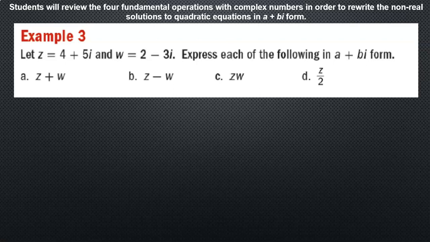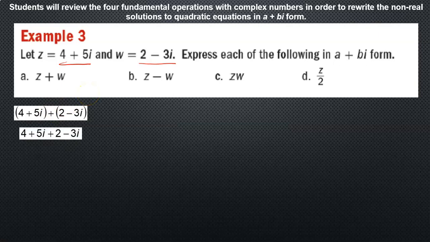So basically when you add, subtract, or multiply complex numbers, you're going to do just what it says. So it says z plus w. z is 4 plus 5i. w is 2 minus 3i. And now we combine like terms. Nothing is here to change this. So we've just got 4 plus 5i plus 2 minus 3i. And then we're going to highlight our like terms.